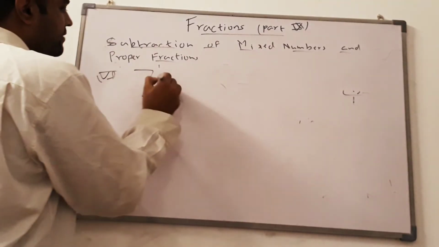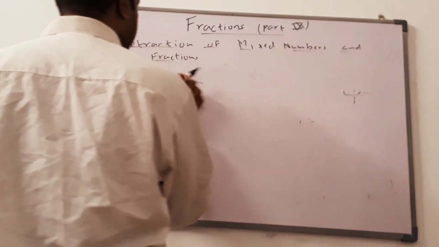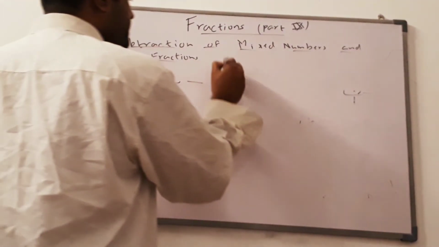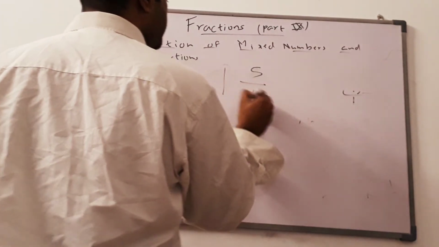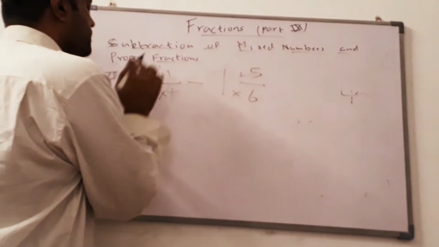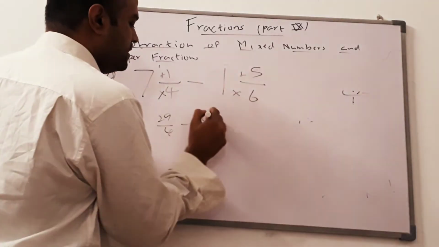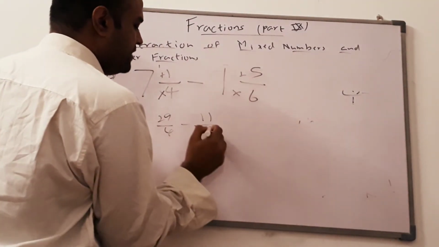Okay, 7 1/4 minus 1 5/6. As in other sums, first we have to convert these to improper fractions. 4 times 7, 28 and 1, 29 out of 4, minus 6 times 1, 6 and 5, 11 over 6.